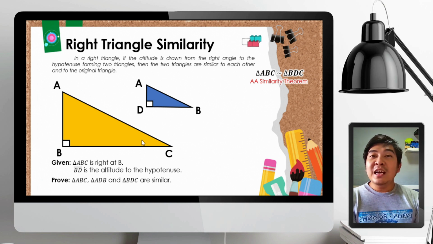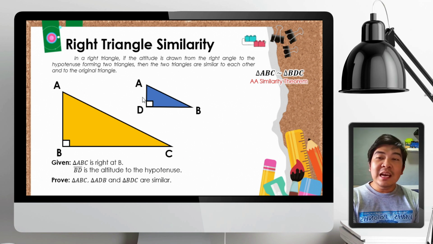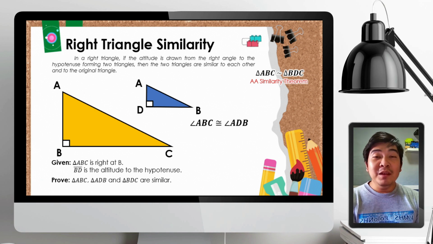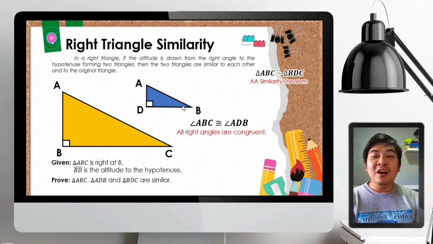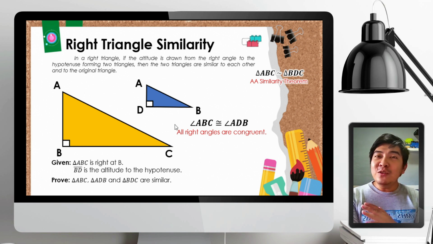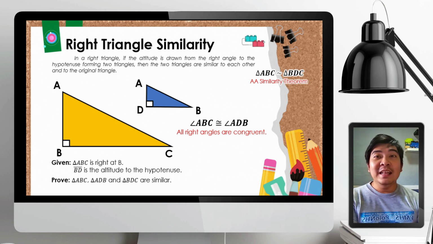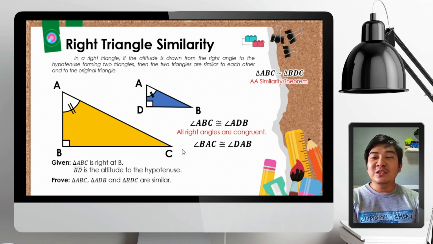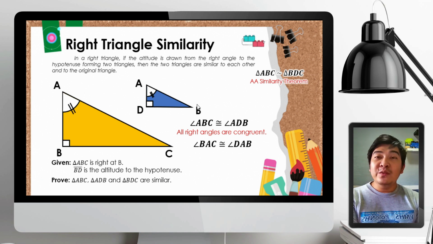Again, let us look for congruent angles. We have two right angles: angle ABC and angle ADB. Since they are both right angles, they are congruent because all right angles are congruent. This is actually the right angle theorem. Then let us look at the figure again for a common angle. We have angle A congruent to angle A, or angle BAC in the biggest triangle, the yellow triangle, is congruent to angle DAB of the smaller triangle.